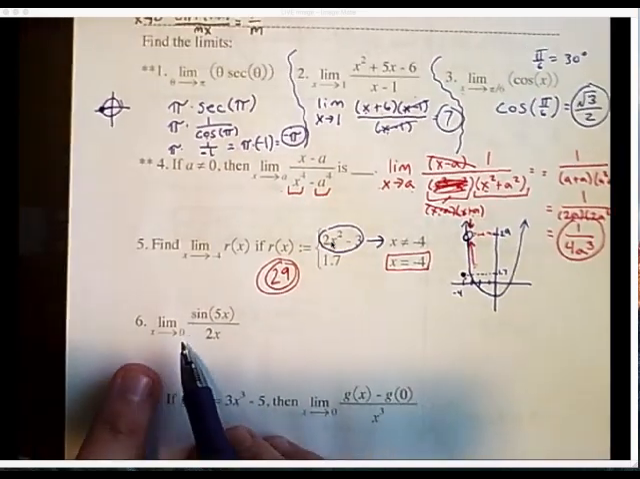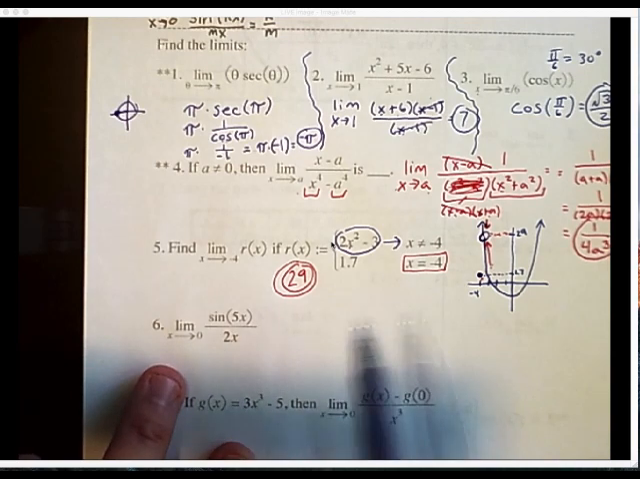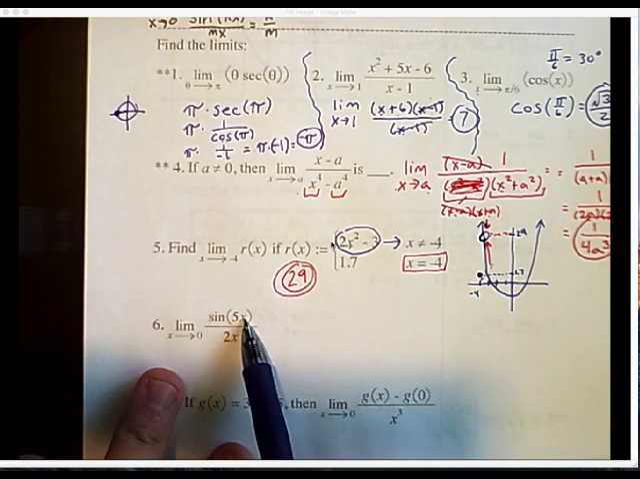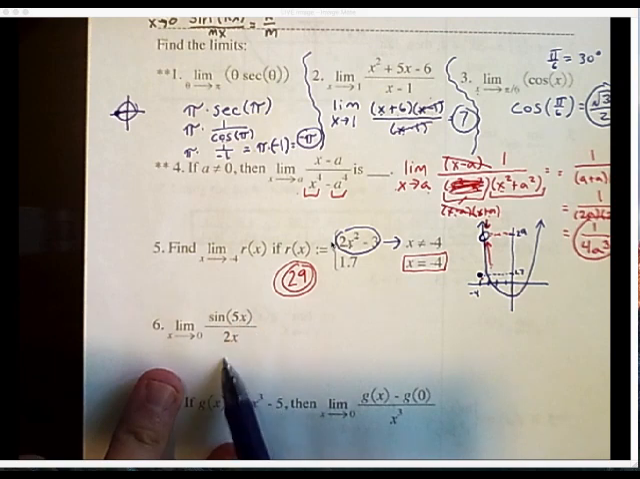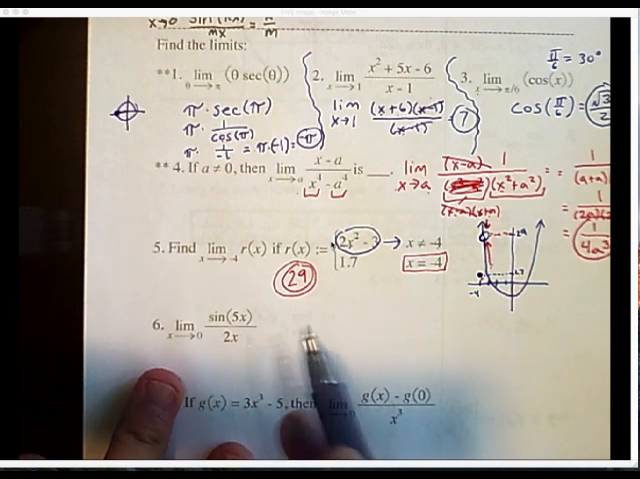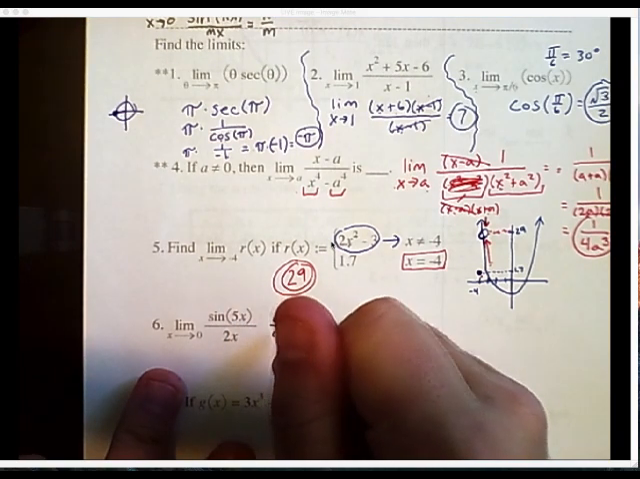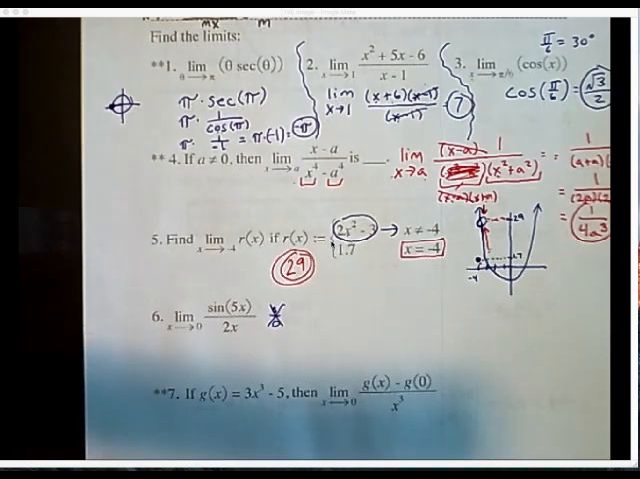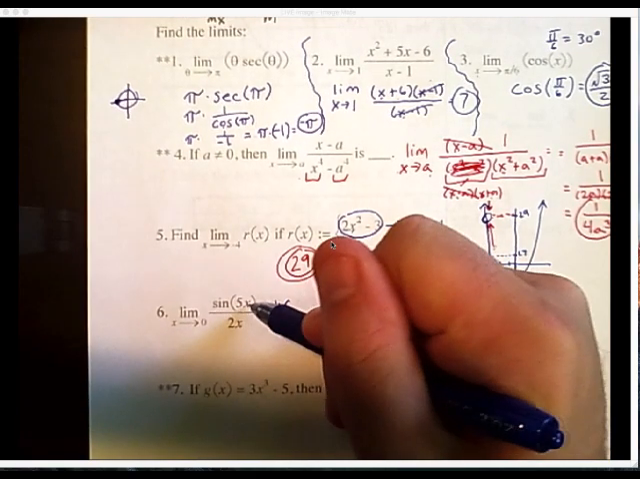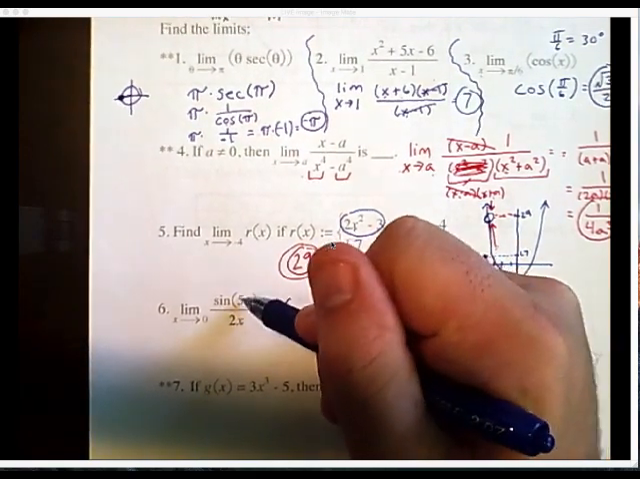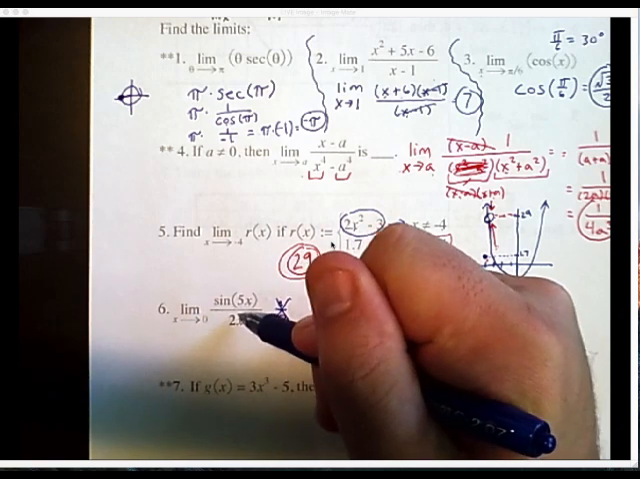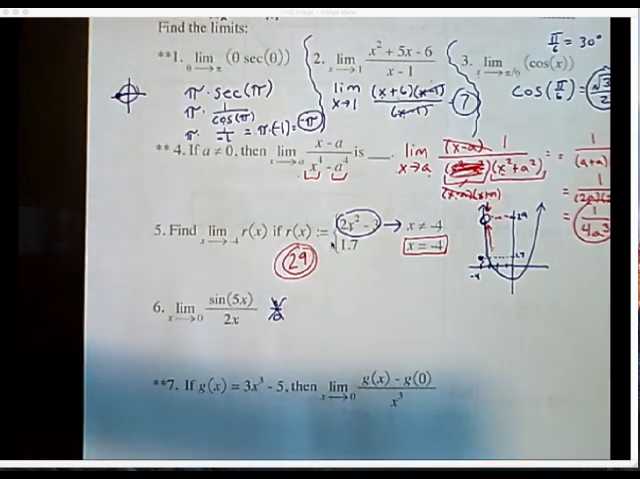Number 6, if I try direct substitution, if I try to plug in 0 here, 5 times 0 is 0, sine of 0 is 0, 2 times 0 is 0. So if I try direct substitution, I get 0 over 0. So method 1 won't work. Now there's really no way to cancel anything. These x's cannot be canceled because the 5x is an argument of a trig function, and this is just a polynomial on the bottom. So options 1 and 2 will not work.